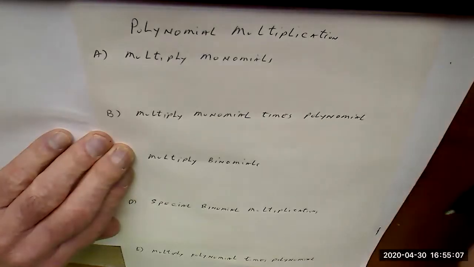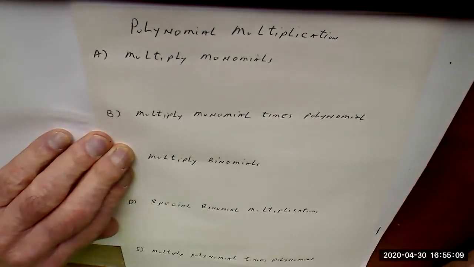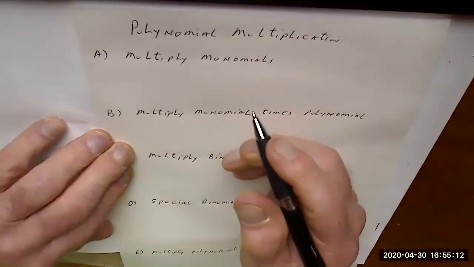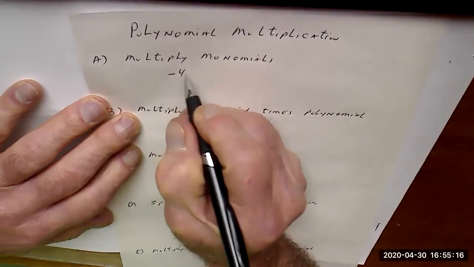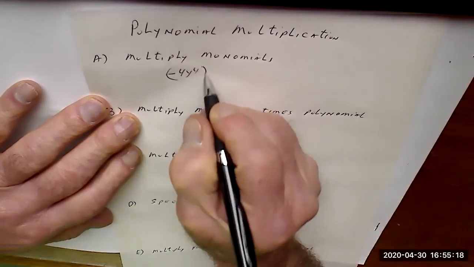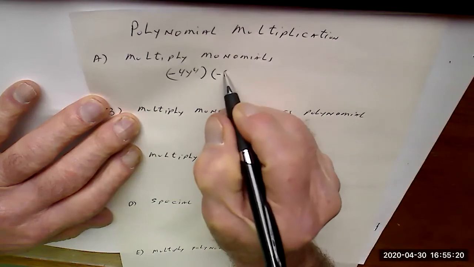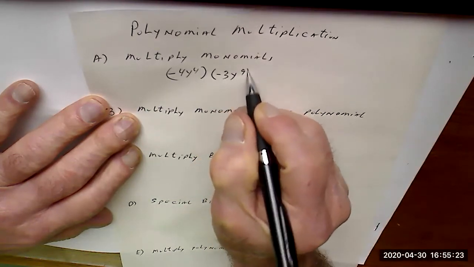Let's look at different types of polynomial multiplication. The first type we want to look at is the multiplication of two monomials. Minus 4y to the fourth multiplied by negative 3y to the ninth.